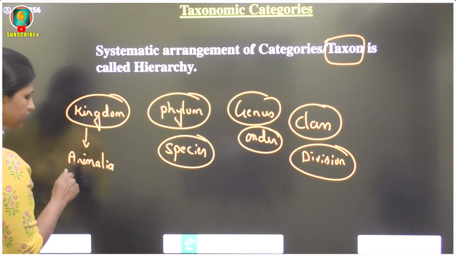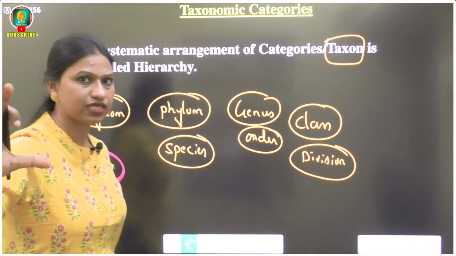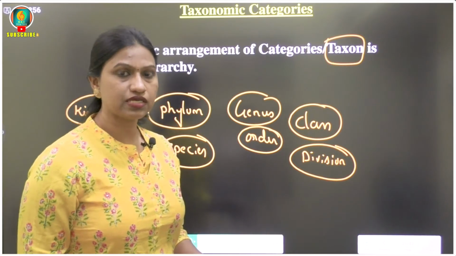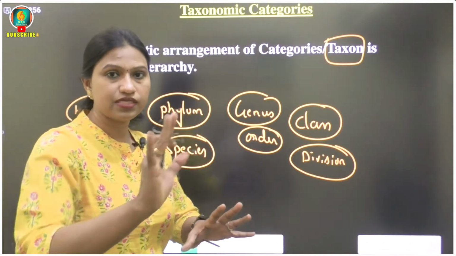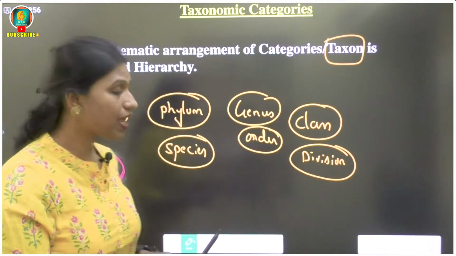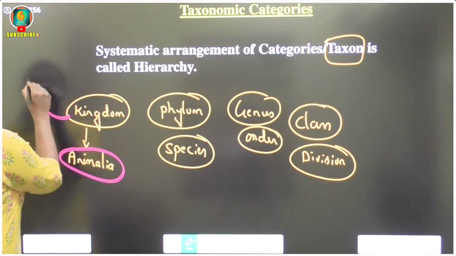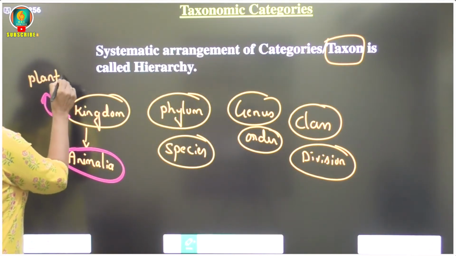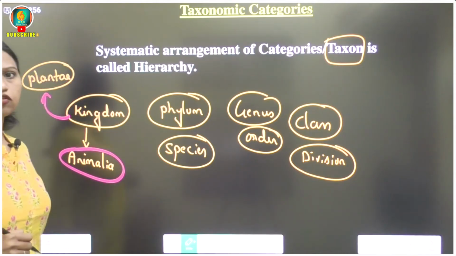Listen to me carefully, you will understand easily. Within 5 minutes, you will understand everything. Animalia is a taxon. So, it's a category, a taxon. Suppose if I say there is a plant, so that plant belongs to the kingdom called Plantae, then Plantae itself is a taxon.